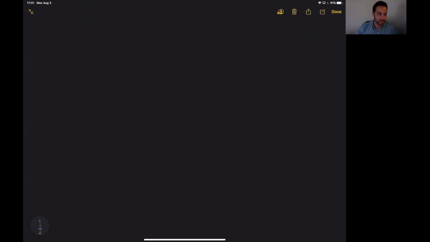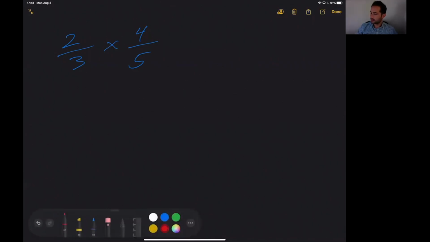All right, so let's say we start off with 2/3 times 4/5. The first step is we just take a look at it. We're going to do top times top, bottom times bottom. So we do 2 times 4, and that is 8. And then we do 3 times 5, and that is 15.